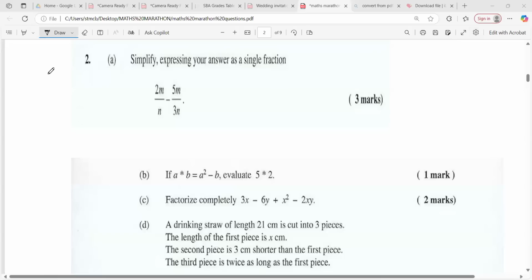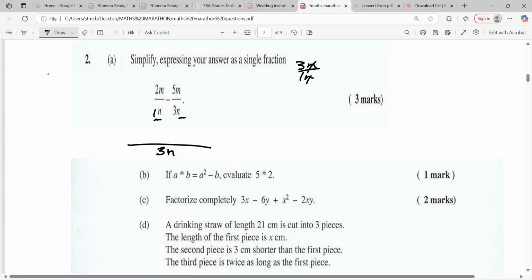All right, for 3 marks, it says what is 2m over n minus 5m over 3n. We know that one's a fraction and we have minus, so we have to find the LCM. Now, the lowest number that 1 and 3 can go into would be 3. And n is common to both, so we'll put the n, right? And then 1n into 3n.